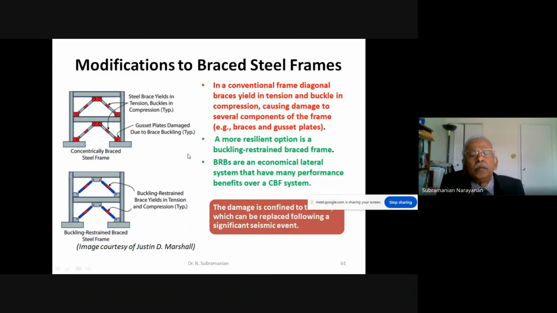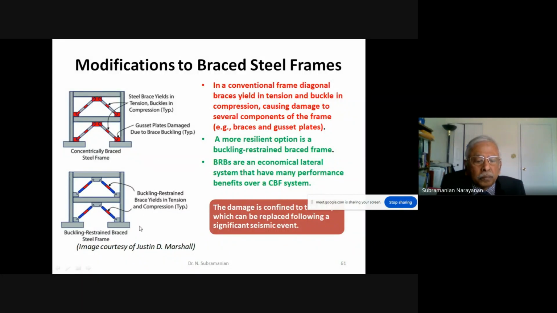So now we will see what are the modifications that are required in braced steel frames. In concentrically braced steel frames, the area shown in red will be damaged during an earthquake. Gusset plates are damaged due to brace buckling, and the steel brace yields in tension and buckles in compression in these areas.